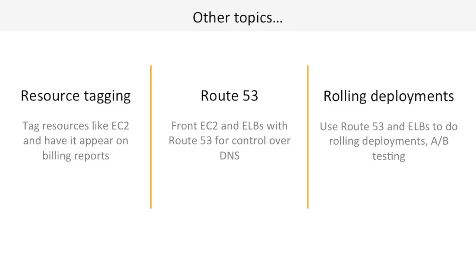Have a look at Route 53, so fronting EC2 and ELBs with Route 53 DNS provider gives you some extended different types of record sets which give you great control over DNS, and allows you to do things like rolling deployments as well, so you can use Route 53 and ELBs to do A/B testing or spin up whole replica environments and just swing load slowly across onto your new applications in EC2 and back again if they don't work. So rolling deployments is a great way of using those things in combination with EC2.